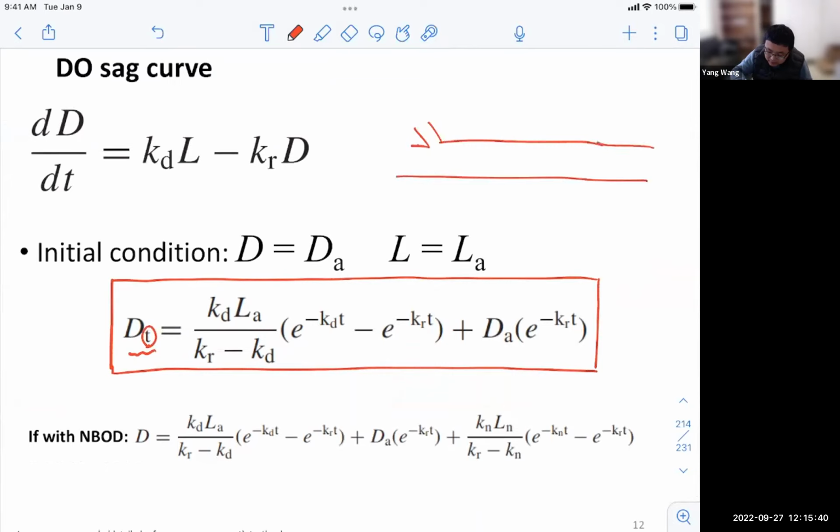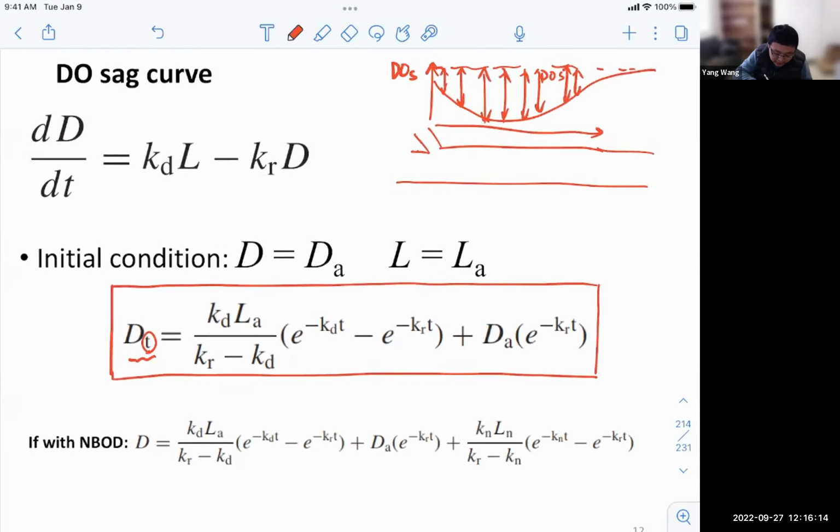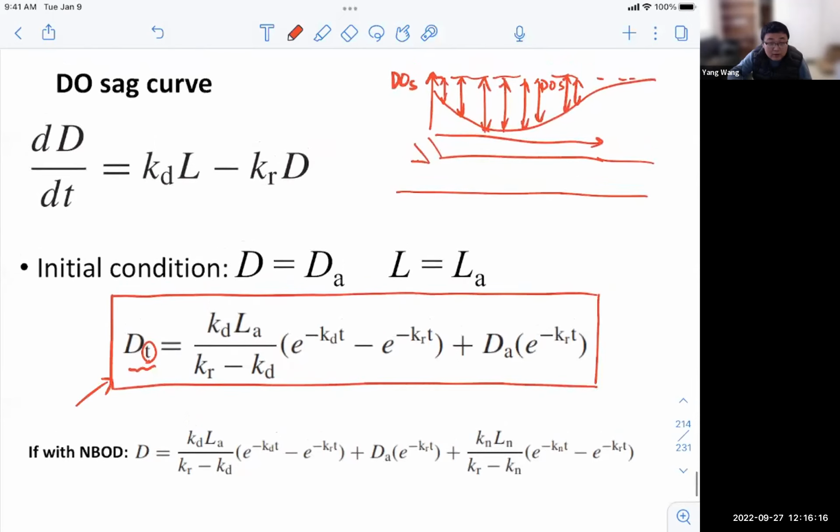Okay, so let's say if you plot the DO sag curve, the oxygen deficit is basically the distance from this point to the saturation point. This is DOS. The oxygen deficit is just this distance here. And this equation here is the expression for this oxygen deficit.